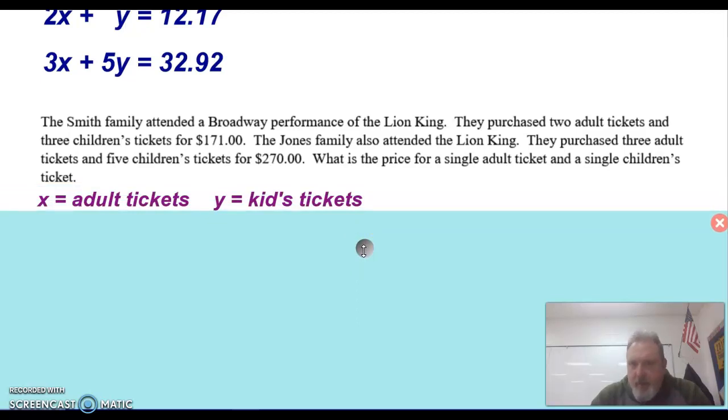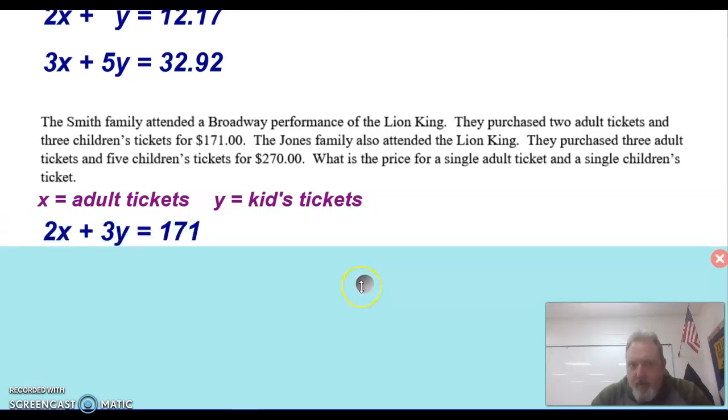So we'll start with the Smith family. They have 2 adult tickets and 3 kids, and there was their total. And put dollars here. You could if you want. It doesn't matter. Not until you get to the end. When you write your answer at the end, then you want to write it as ordered pair, in context with label. So there's the Smith family, and then we have the Jones family, and they had 3 adult tickets.